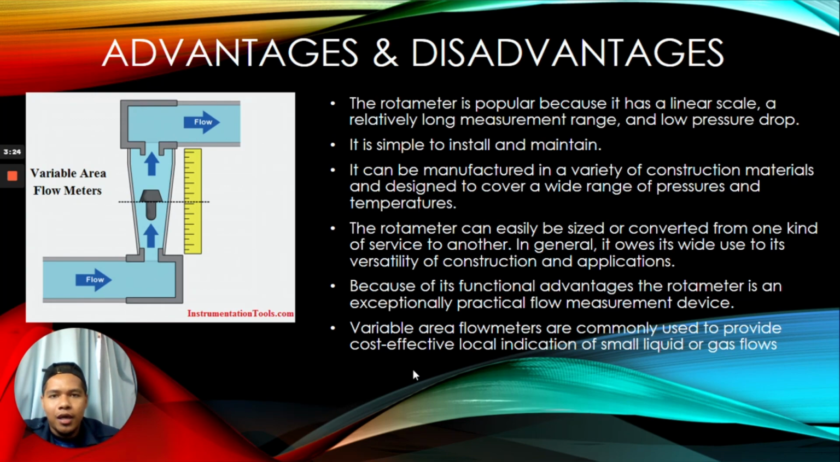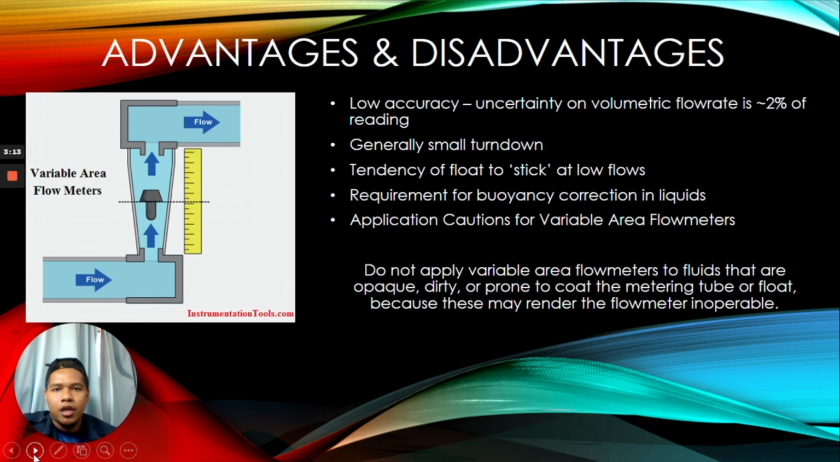And then for the disadvantages, its low accuracy: the uncertainty on volumetric flow rate is 2% of reading, and generally small turndown, tendency of the float to stick at low flows, and another disadvantage of variable area flow meters is the requirement for buoyancy correction in liquids. And then application caution for variable area flow meters.